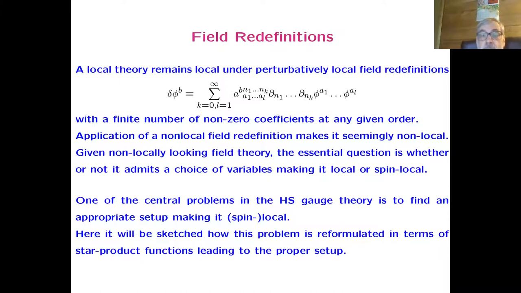Field redefinitions. Again, one can consider field redefinitions that are local or non-local, and also spin local, of course. So local is a finite number of derivatives. Non-local has an infinite number of derivatives. One should keep in mind that making a field redefinition with an infinite number of derivatives, which is non-local, and applying it to a local theory, one will get something that looks non-local at least. And the problem therefore is rather non-trivial: how to find an appropriate set of variables where the theory is either local or spin local or minimally non-local, whatever it is. Taking just an arbitrary frame in terms of the coordinates of these fields phi, one has a risk of getting a seemingly non-local story, which does not mean that the underlying theory is non-local.